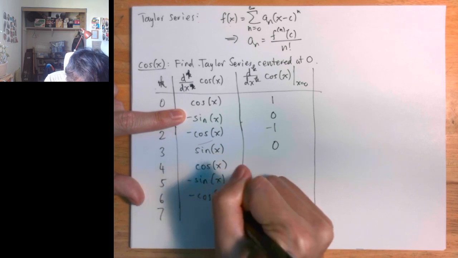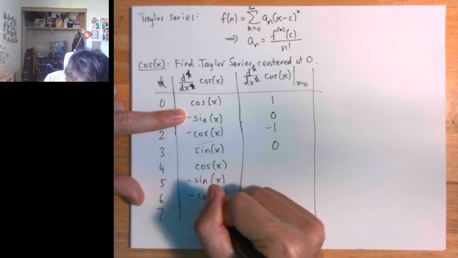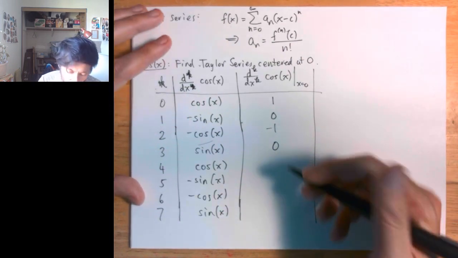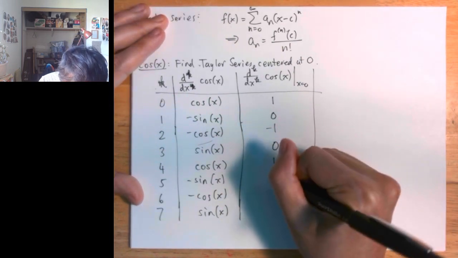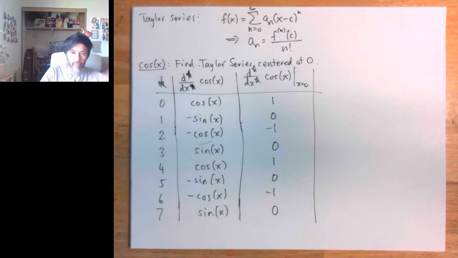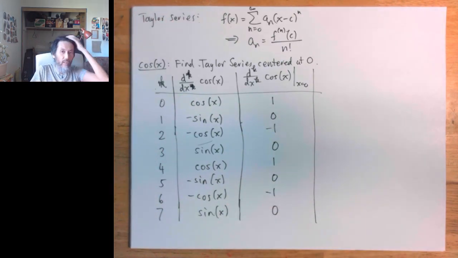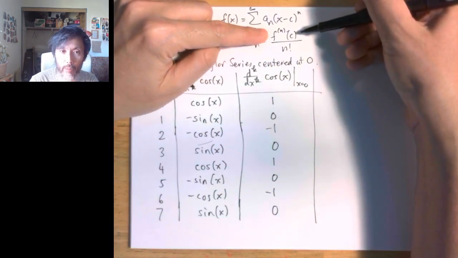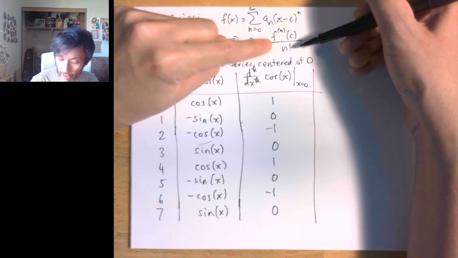And the sixth derivative I know, and the seventh derivative I know is sine of x. And similarly, these numbers are also going to be cyclic with period 4: 1, 0, negative 1, 0, etc. Okay? So now what we have are these numbers, which go up here in the numerator of a sub n. And the denominator is easy.